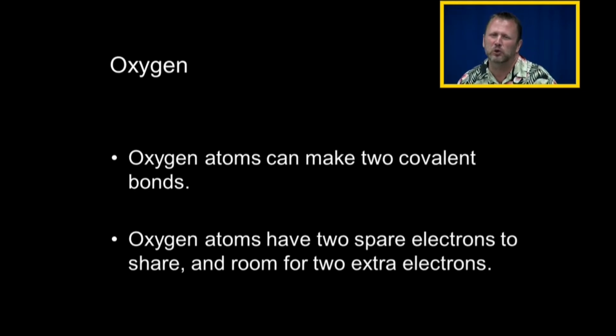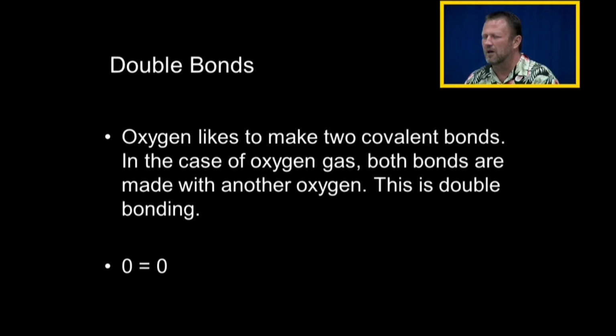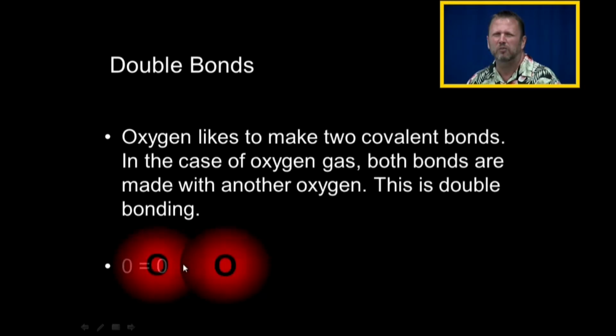Oxygen wants to make two covalent bonds because oxygen has two spare electrons to share and room for two extra electrons. So oxygen can make two covalent bonds, and in the case of oxygen gas, each bond is made with the other oxygen. This is called double bonding. So here is an oxygen atom. O is the abbreviation for an oxygen atom. Here, maybe that'll help.